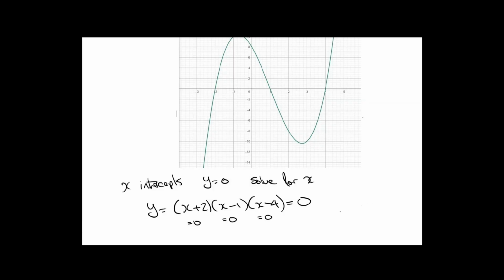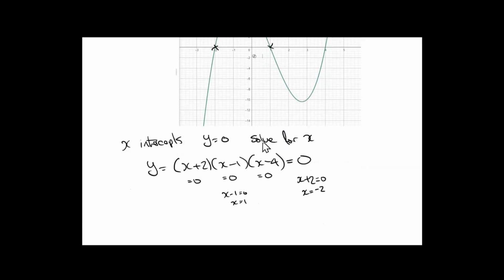We're going to say that all of them equal 0, so therefore it crosses the x-axis where x plus 2 equals 0, so x must equal -2, which is what we have. X minus 1 equals 0, so x equals 1, which is what we have right there. Let's move it up a bit. And where x minus 4 equals 0, x must equal +4, and that's exactly what we have here.